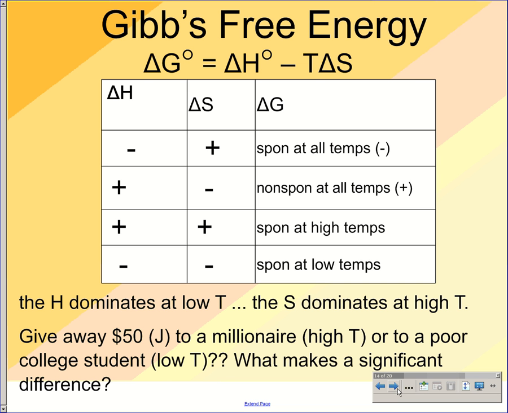Negative. Use some more paper, honey. I'm sorry, you're in AP chemistry. Paper over here. I'm not. You can do what you want.